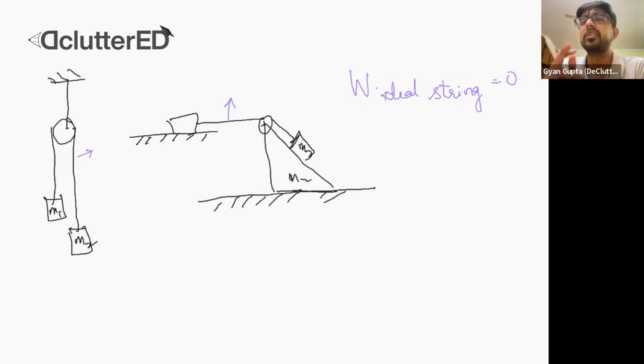Also because the string is massless. Is it clear? So what we are saying is, because the string is massless, the tension throughout the string is the same. And because the string is inextensible, displacement of the string internally at every differential element is 0. Hence, work done by tension in an ideal string is 0. This is forming the crux of the assumption in an ideal string.